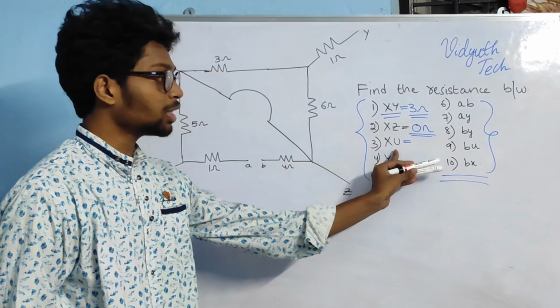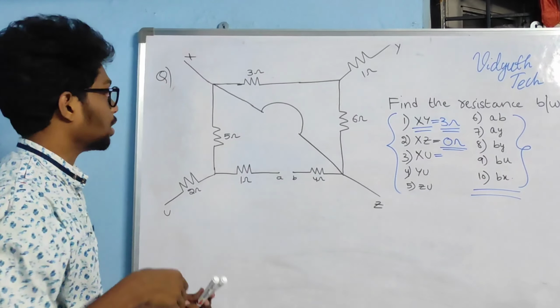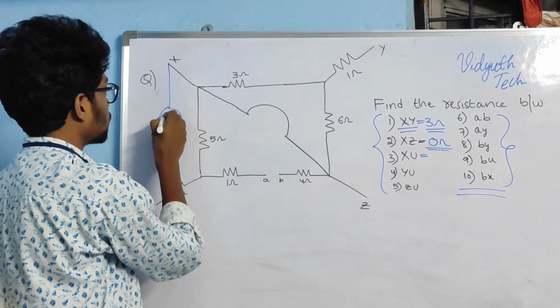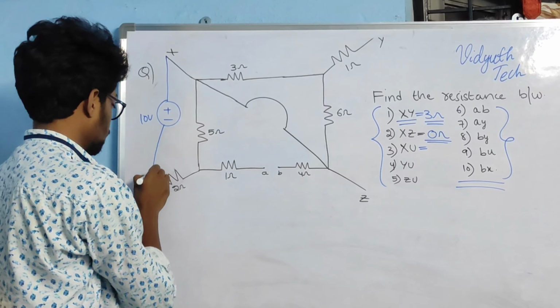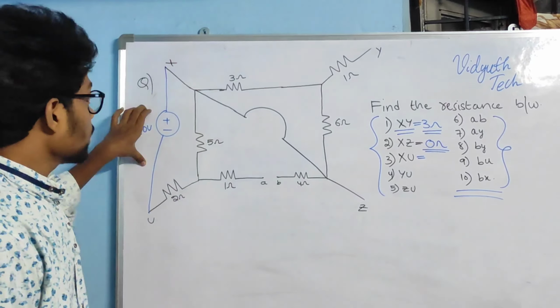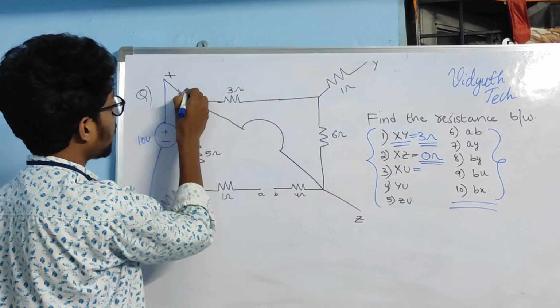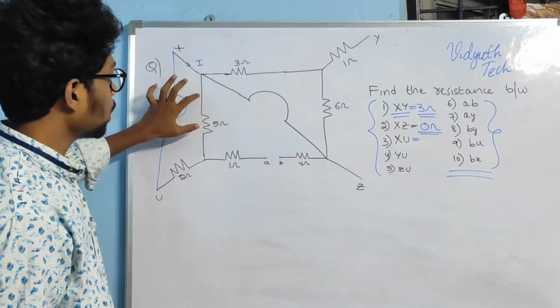Now coming to XU terminals. Here you can see the X terminal and here you can see the U terminal. Okay, I am taking the voltage source over here to avoid confusion. I am taking 10 volts with X as more positive. Friends, here you can see I am taking current directions. This is I current. Here you can see path 1, path 2 and path 3.